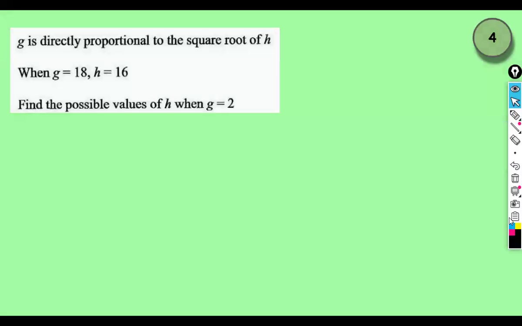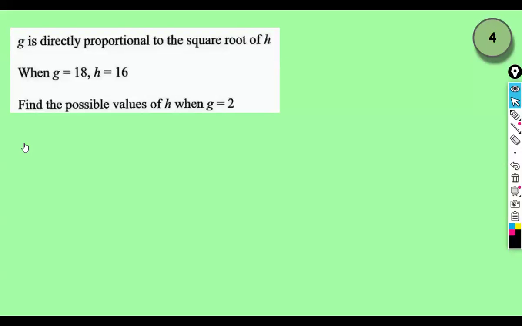Right, so this one here is a little bit different, but write down the question and I'll give you a jump start on this question. G is directly proportional, that's good news, the directly proportional is the good one, to the square root of h, not just h, but the square root of h.